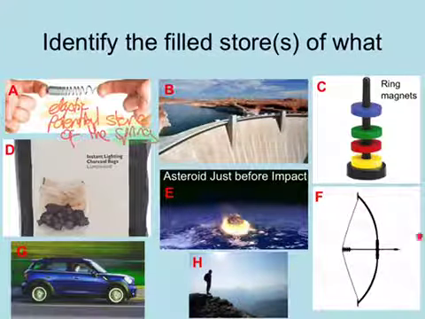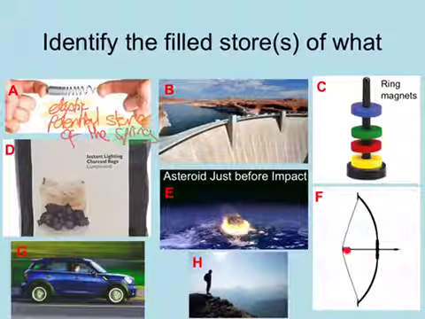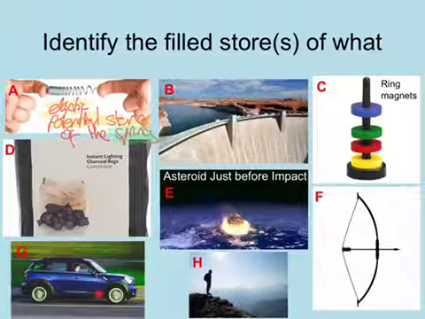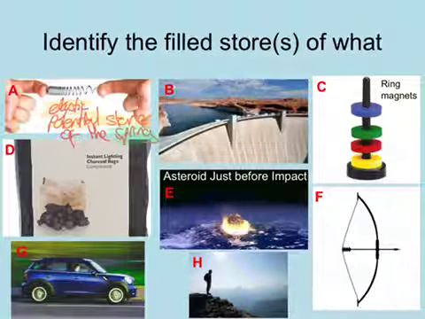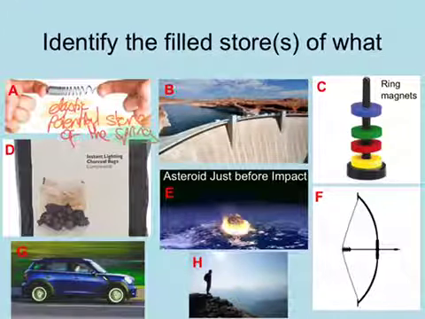In F, the bow and arrow, we have energy in the elastic potential store of the bow, because it is the bow that has changed shape. In this one, there is energy in the kinetic store of the car, and in this one there is energy in the gravitational potential store of the person as they're near the top of the mountain.